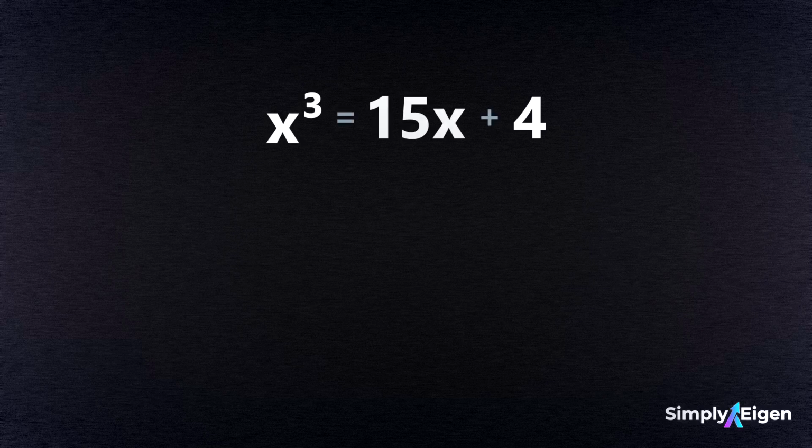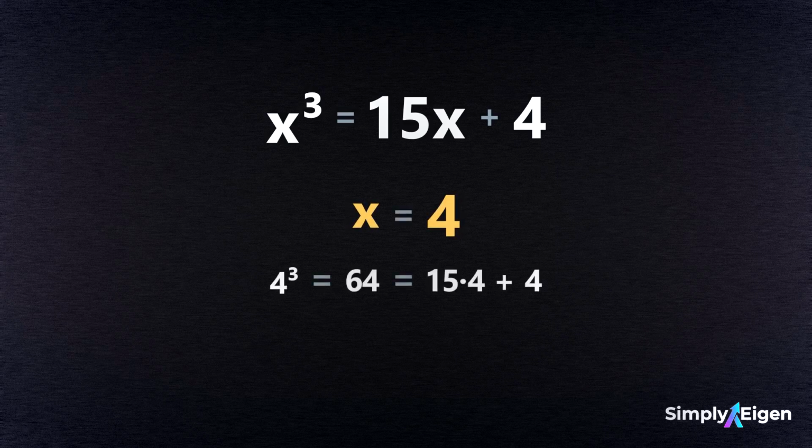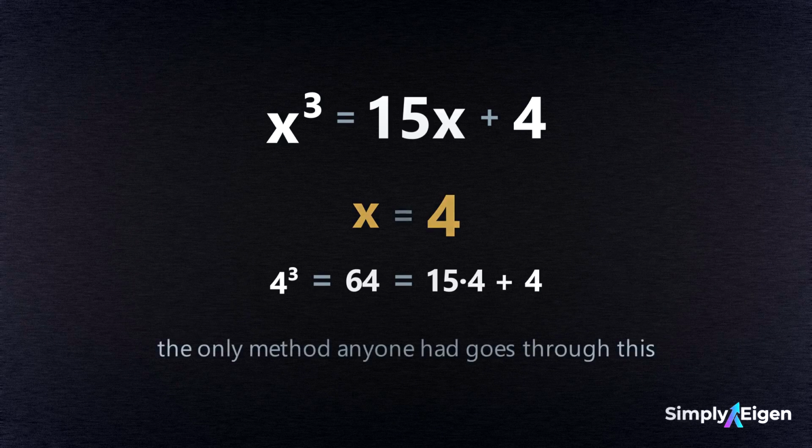Here is a cubic equation. X cubed equals 15x plus 4. You can see the answer. It is 4. 4 cubed is 64, and 15 fours plus 4 is also 64. Done. Now watch what happens when you try to get that answer the only way anybody in 1545 knew how.